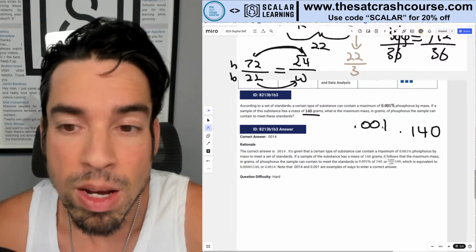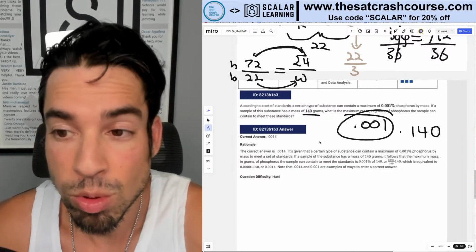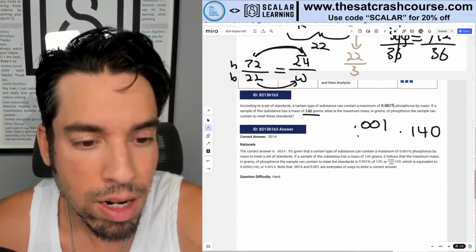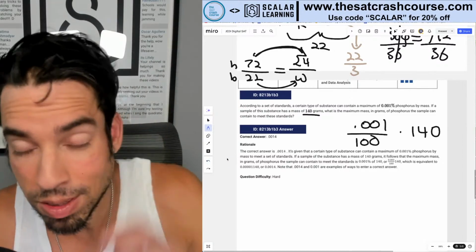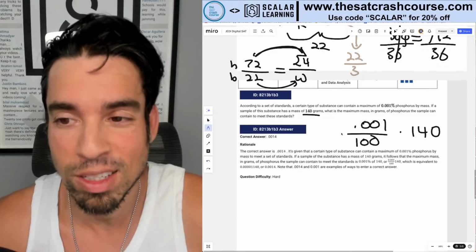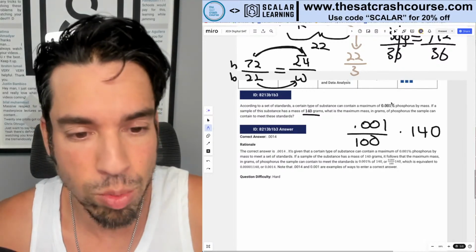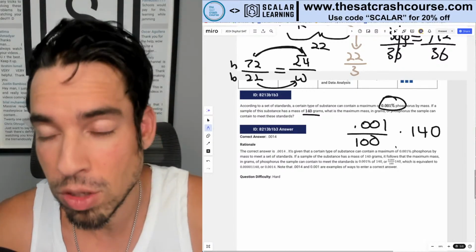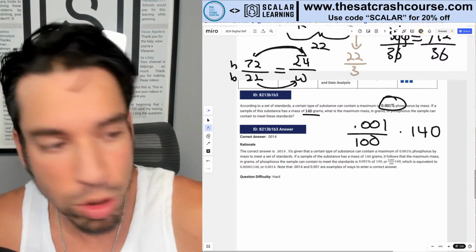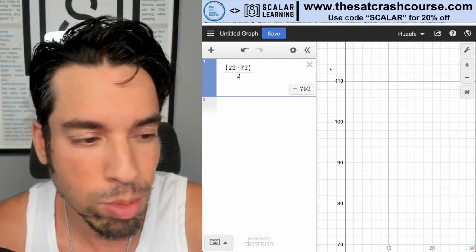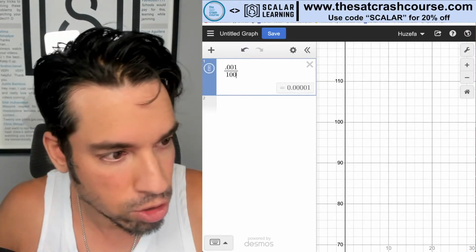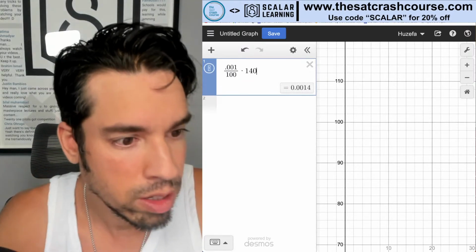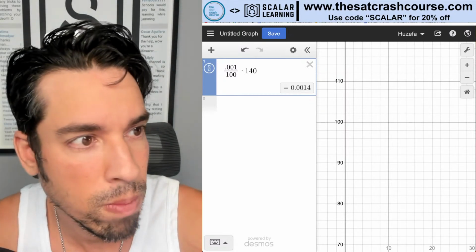But first, we have to convert the percentage into its decimal equivalent. We do that by dividing by 100 or moving the decimal over 2 spots, one or the other, not both. But I'm going to leave it like this so it just doesn't look so crazy. But this is the easiest way. You take that percent, you divide it by 100, now it's converted to its decimal equivalent, then you multiply by the quantity. So we'll do this in Desmos. 0.001 divided by 100 times 140, and there's our answer, 0.0014.